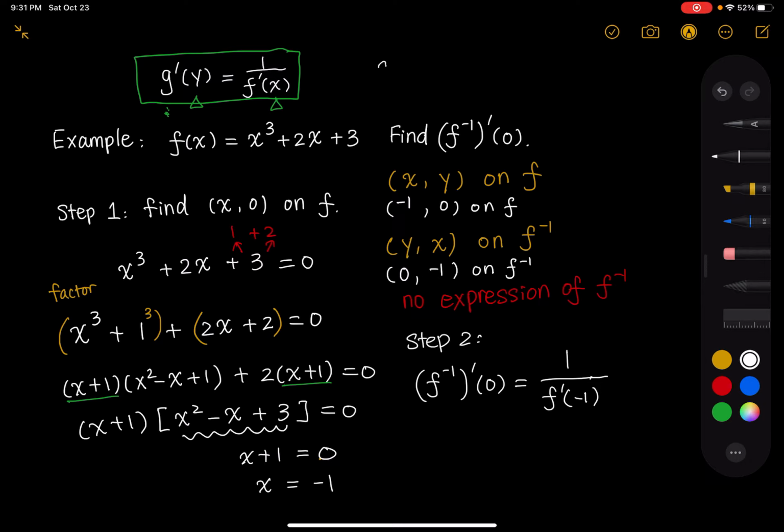So what is my f prime of x? Okay, it's a polynomial, so it's 3x squared plus 2. Then I know what is my f prime of -1. I plug in -1, I get 3 plus 2, which is 5. So I just plug it back in here. I get 1 over 5. And that is what I'm looking for. Okay, the derivative of f inverse evaluated at 0 equals 1 over 5.